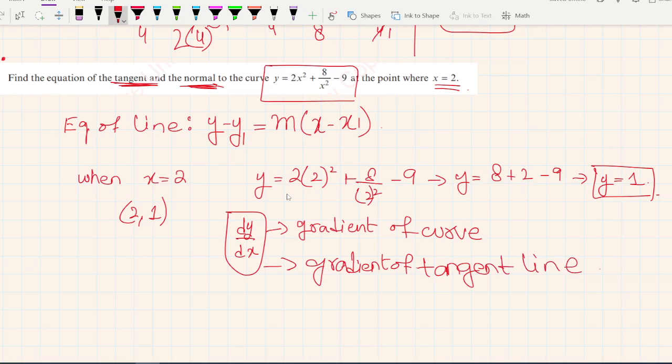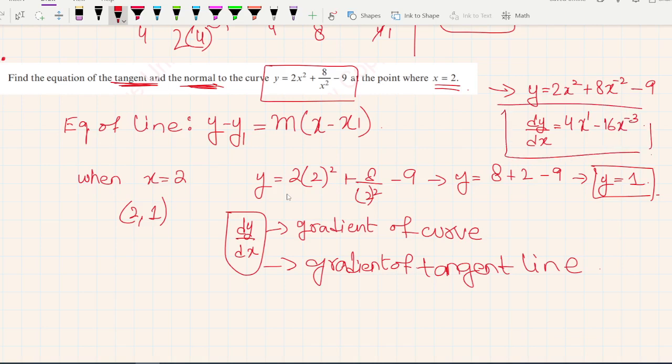So now we have to find the gradient of the tangent. This is very basic. We have y equals 2x squared plus 8x raised to the power of minus 2 minus 9, right? So if we take dy by dx, dy by dx would be 4x raised to the power of 1 minus 16x raised to the power of minus 3, right? So this is dy by dx.